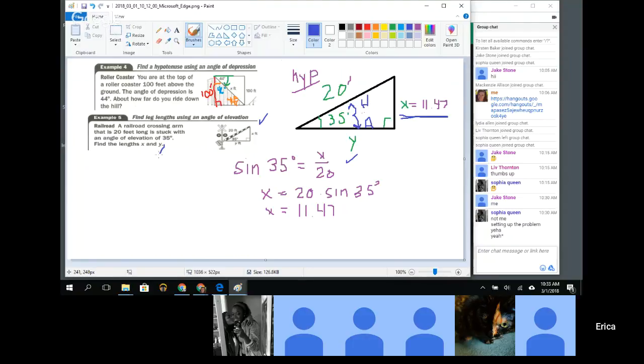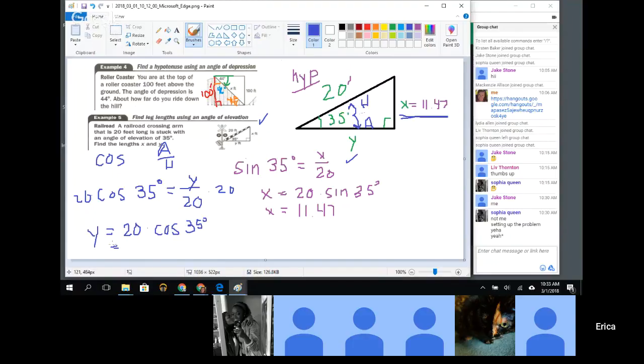So if I have adjacent and hypotenuse, that is cosine, right? That's the CAH in SOHCAHTOA. Okay, so I know that the cosine of 35 degrees equals my adjacent side, which is y, over my hypotenuse, which is 20. Okay, I'm going to multiply both sides by 20 to get y by itself. And I get y equals 20 times the cosine of 35 degrees.